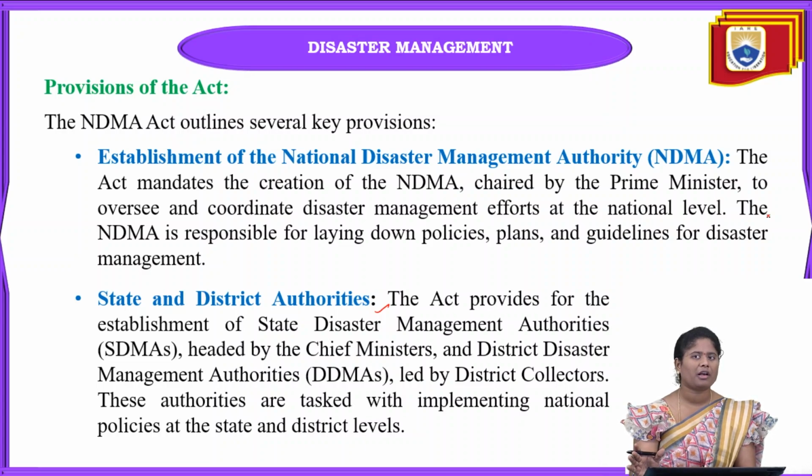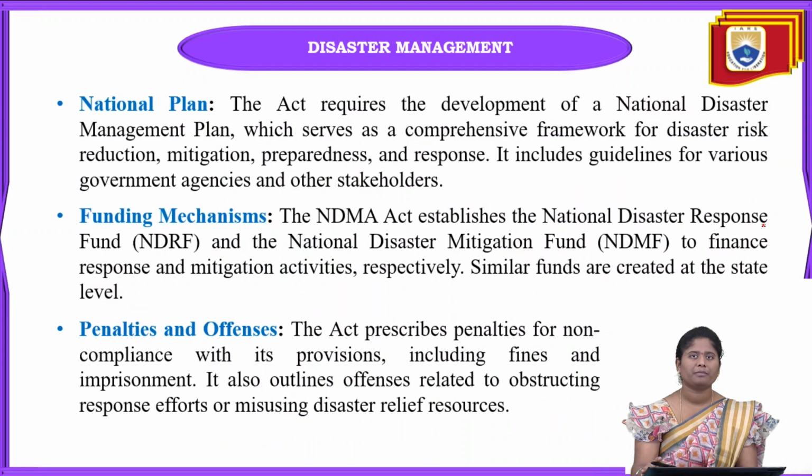If any disaster is occurring, they have to be very active at the time of the disaster and provide the necessary resources to the affected people. They will know everything and act towards those disasters. These authorities, the state and district disaster management authorities, are tasked with implementing national policies at the state and district levels. And overall, the head of the state and district authorities is the National Disaster Management Authority only.